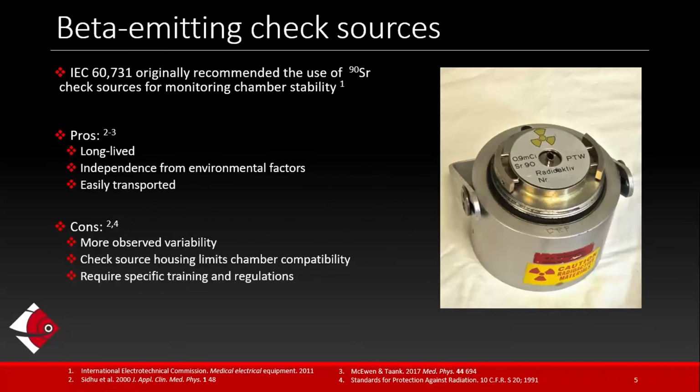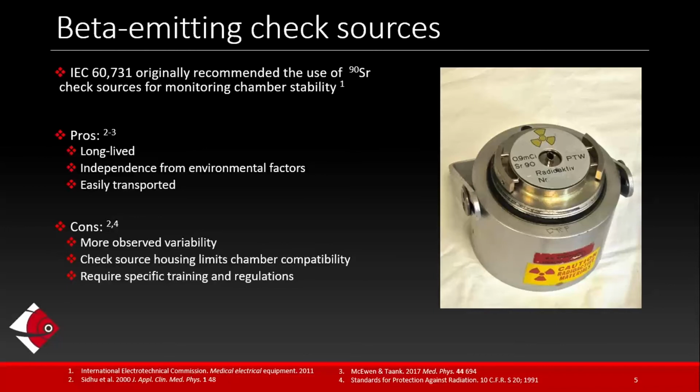The IEC originally recommended the use of strontium-90, but as Larry mentioned, these were recommended for manufacturer purposes. This check source, which is shown on the right, is enclosed in a lead shielding casing and has an insert for a chamber at the top. There are a number of advantages to using these sources in the clinic, as they're long-lived and generally show independence from environmental factors like temperature, pressure, and humidity. They can also be easily transported from room to room within a clinic.